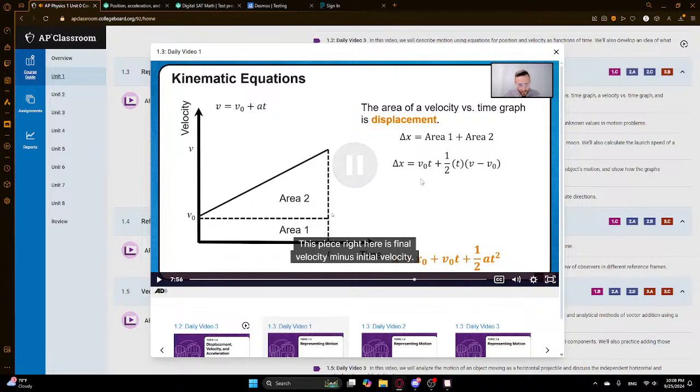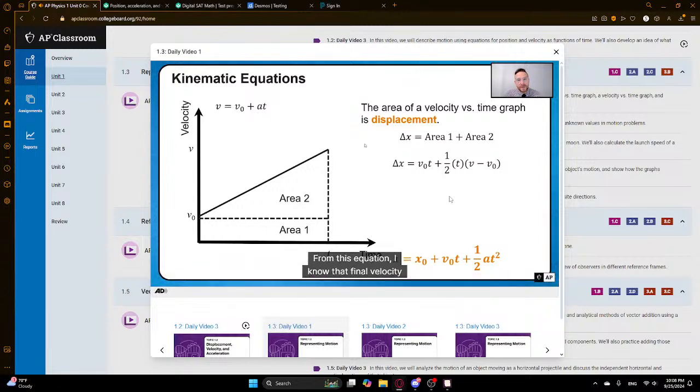Change in x is initial velocity times time, plus 1/2 times time times this piece right here, which is final velocity minus initial velocity. From this equation, I know that final velocity minus initial velocity is just acceleration times time. I can distribute time, and then knowing that change in displacement is final position minus initial position, we can arrive at this equation.